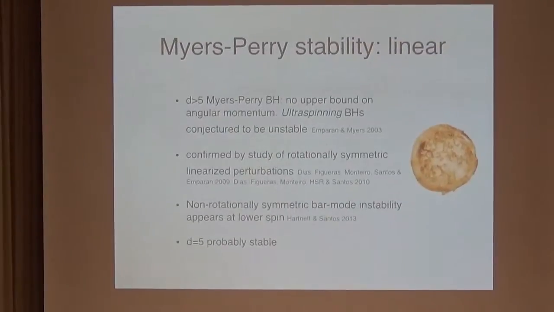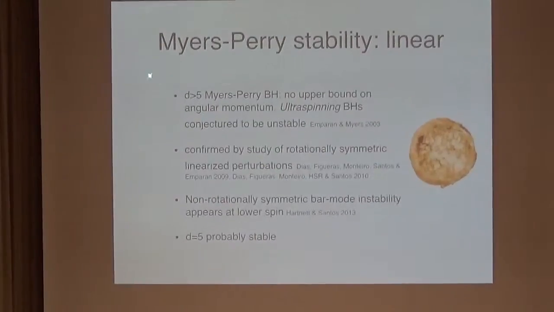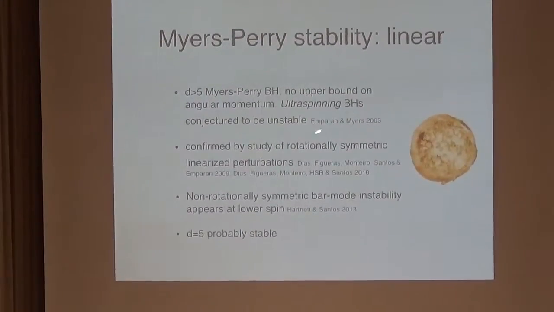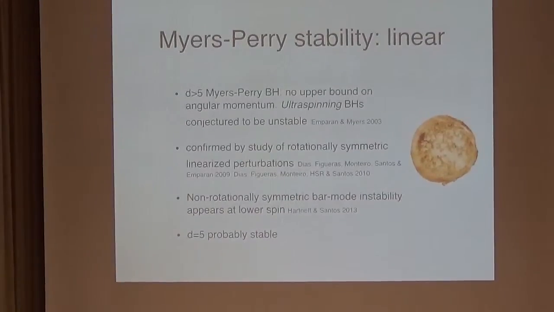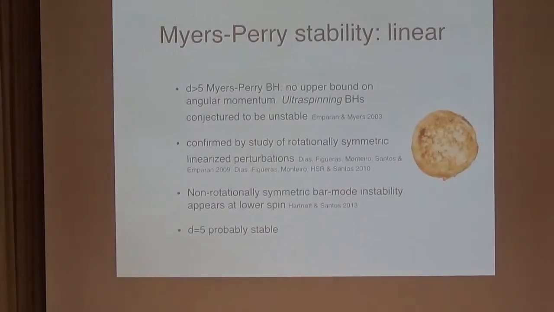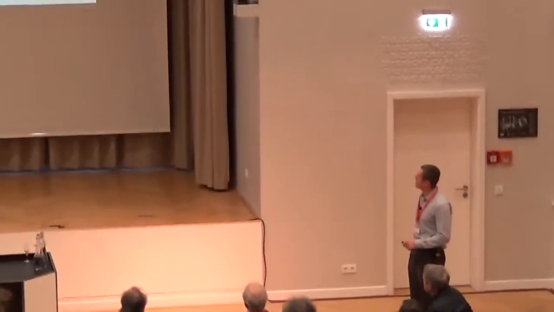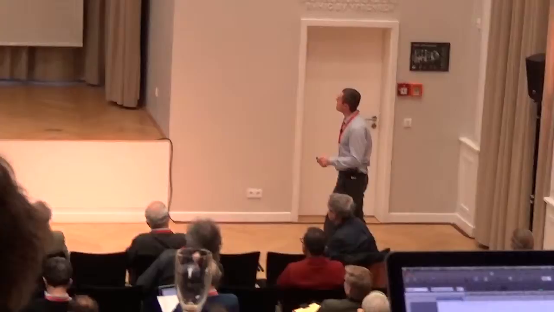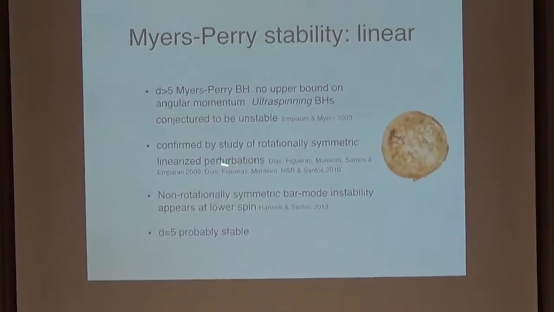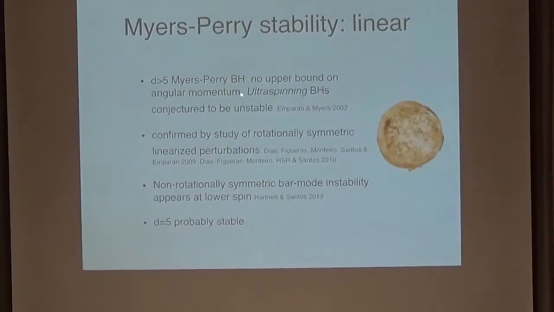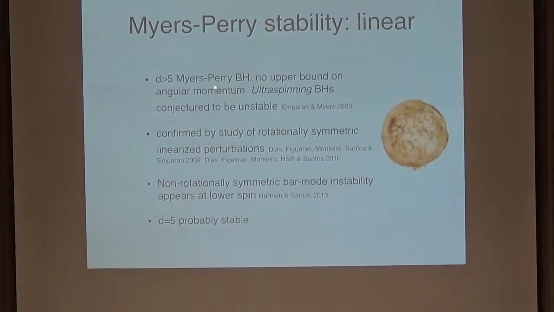What about asymptotically flat black holes? So let's talk first about Myers-Perry black holes, so the high-dimensional version of Kerr. So I told you earlier that Myers-Perry black holes are very similar to Kerr, but there's one important difference, which is that in 5 or more dimensions, there is no upper bound on the angular momentum of a Myers-Perry black hole. So these very rapidly rotating black holes are called ultra-spinning.